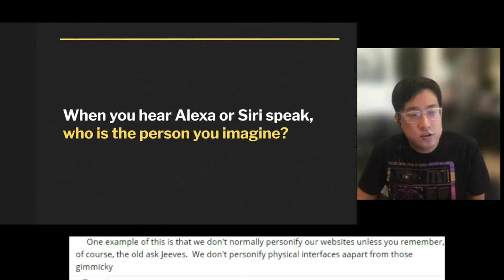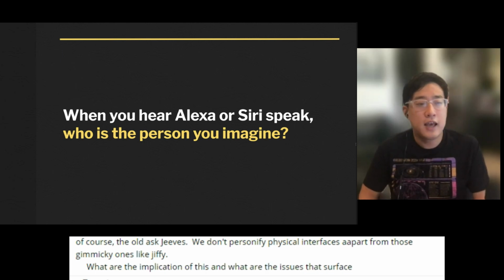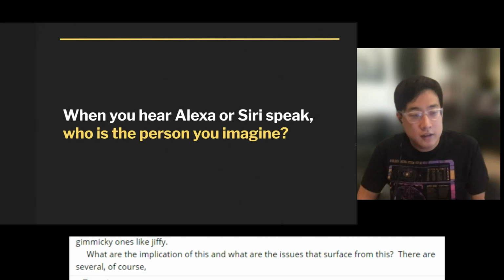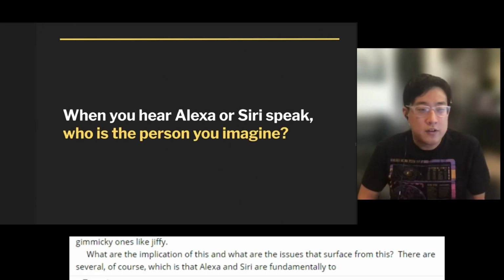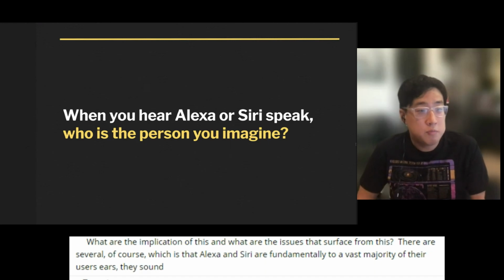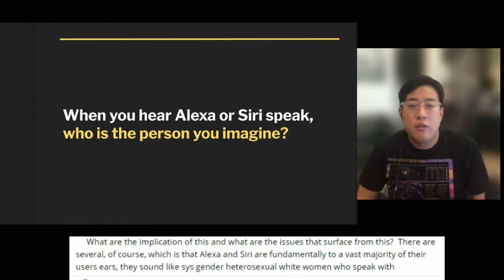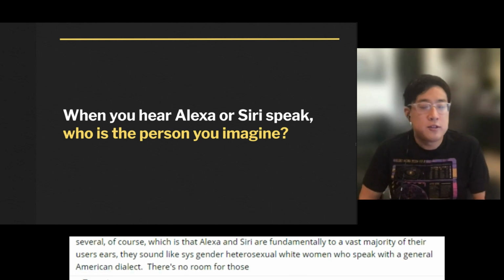But what are the implications of this? And what are some of the issues that surface from this? Well, there are several, of course, which is that Alexa and Siri are fundamentally, to the vast majority of their users' ears, well, they sound like cisgender, heterosexual white women who speak with a general American dialect. There's no room for those who speak in other dialects. There's no room for those who might speak using African American Vernacular English, or AAVE.